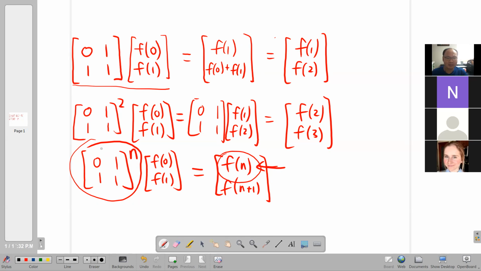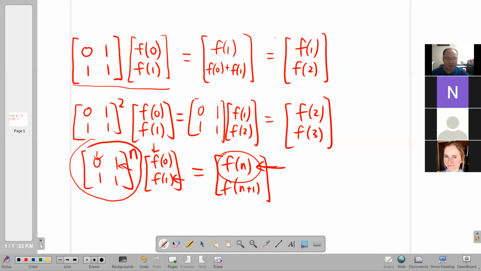So you only need to compute the matrix exponent, the matrix power. Then you say this one times this one plus this one times this one, and that will give you this one. Does that make sense? Yep.